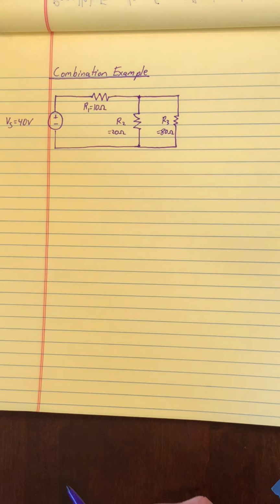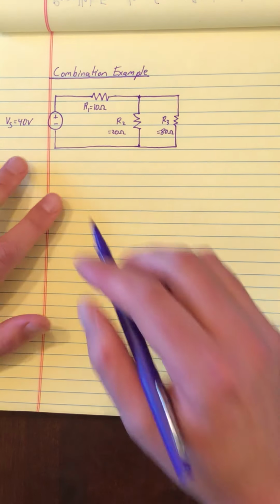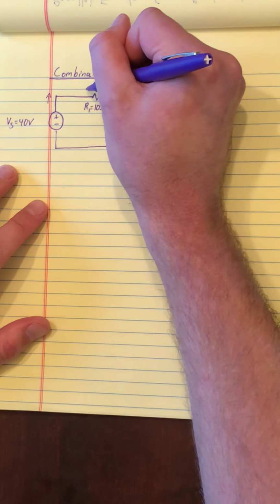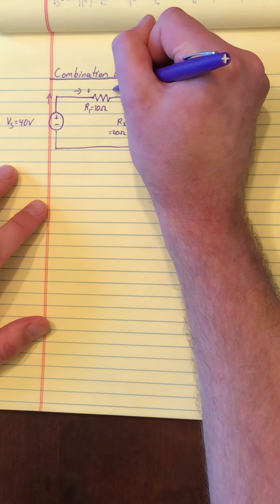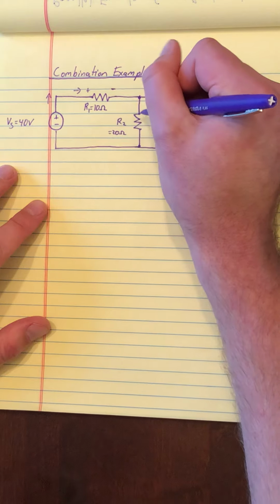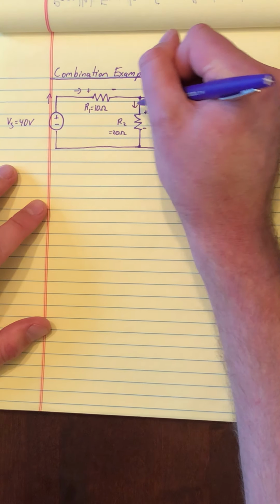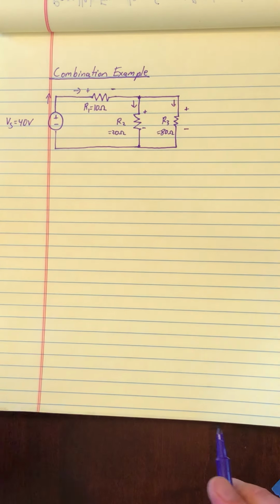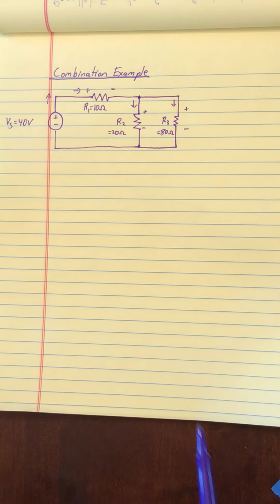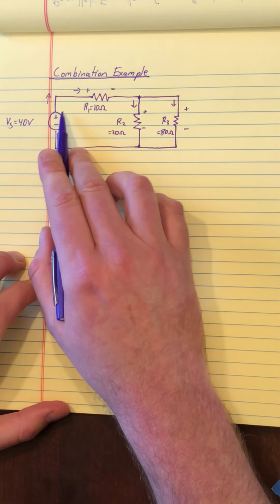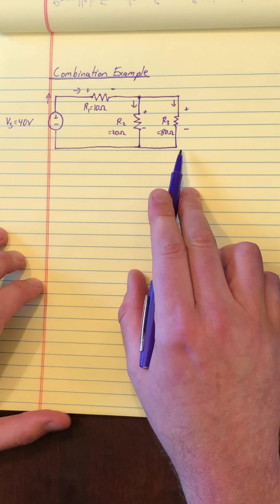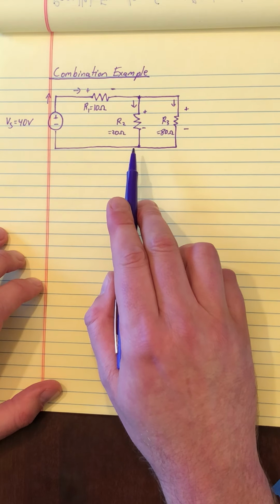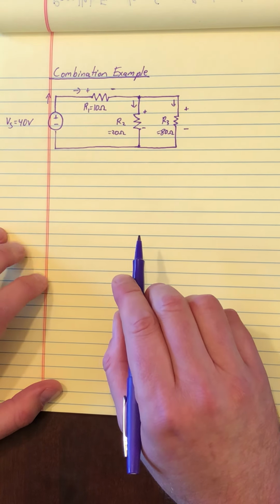So, combination example here. So again, I want to find everything about this. So there's my source current, and I'm going to have my current into R1, plus and minus there for the voltage, plus and minus for the voltage here, the current into R2, the current into R3, and plus or minus for the voltage. All right, so we have a not strict series and a not strict parallel situation here, and I want to figure out everything about everything in this whole picture.